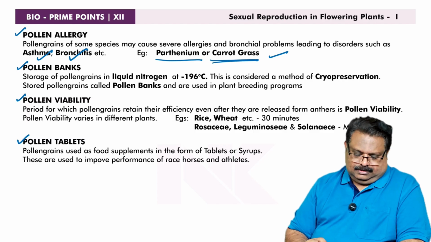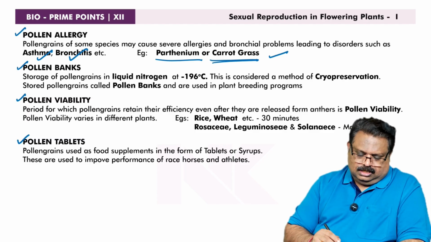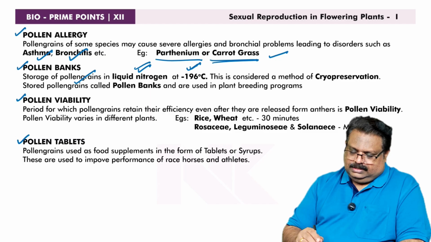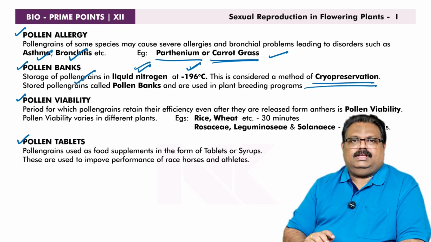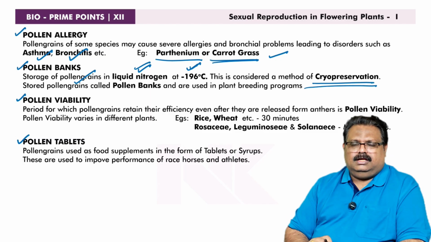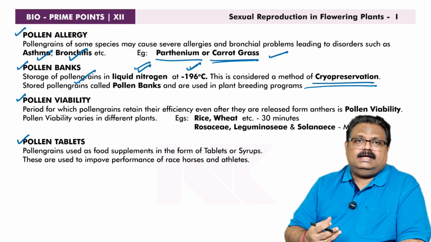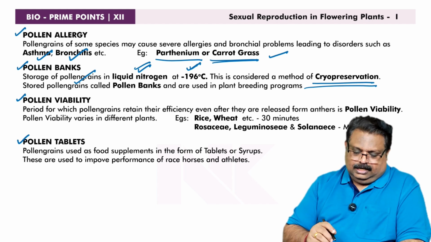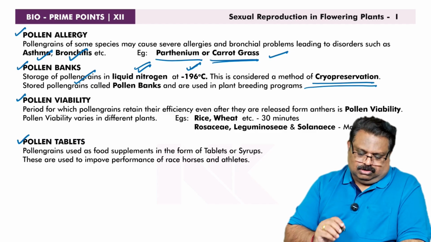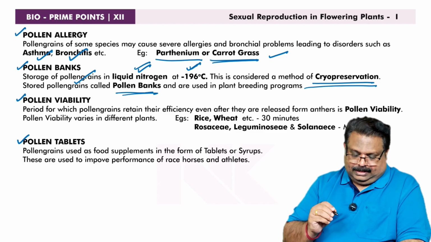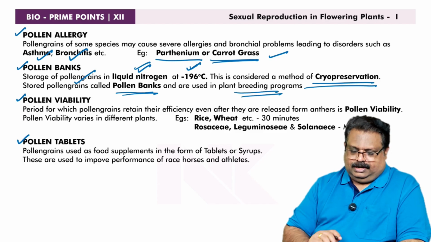Next point is pollen bank. What is pollen bank? Pollen bank means the storage of pollen grains in liquid nitrogen at minus 196 degrees centigrade. This is considered to be a method of cryopreservation. Cryo means sub-zero temperature. We are storing pollen grains at a highly reduced temperature of minus 196 degrees centigrade in a medium called liquid nitrogen. So it is called pollen bank. The stored pollen grains are used in plant breeding programs.